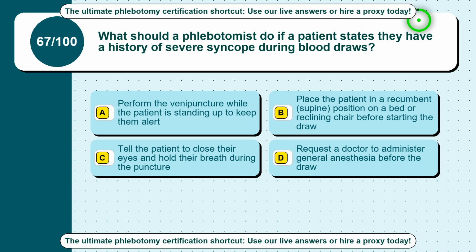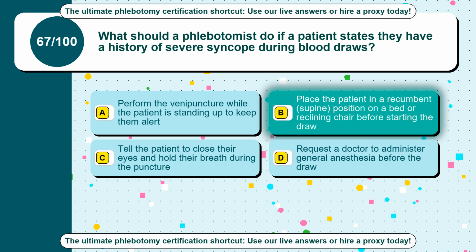Question 67. What should a phlebotomist do if a patient states they have a history of severe syncope during blood draws? Option A, perform the venipuncture while the patient is standing up to keep them alert. Option B, place the patient in a recumbent, supine position on a bed or reclining chair before starting the draw. Option C, tell the patient to close their eyes and hold their breath during the puncture. Option D, request a doctor to administer general anesthesia before the draw.